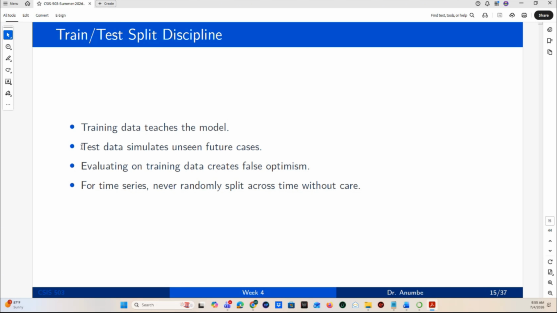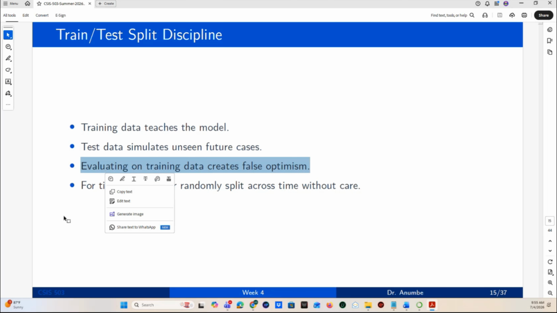So if instead of using training data, I still use test data to evaluate my model, it might be telling me that everything is okay, when in reality it's not okay. That's why you usually want to have your test data. Evaluating my model on training data creates false optimism. So do not do that.